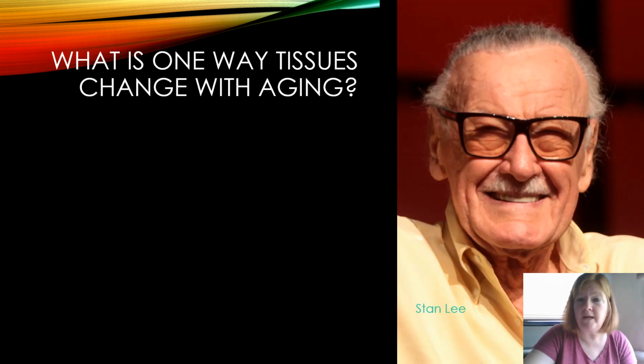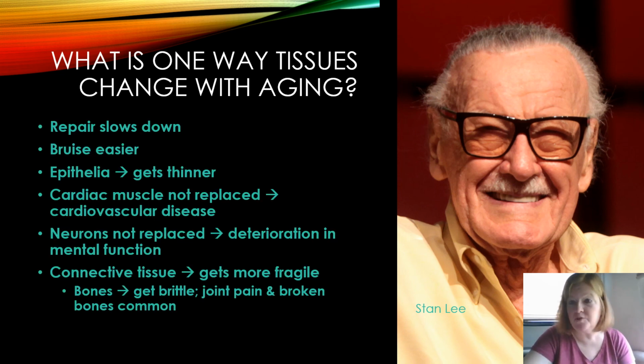What is one way tissues change with aging? We just talked about a whole lot of them. Okay, so repair slows down, bruising easier, thinning epithelial, cardiovascular disease because cardiac muscle is not replaced, mental function deterioration because neurons aren't replaced, more broken bones and more joint pain because connective tissue gets more fragile.